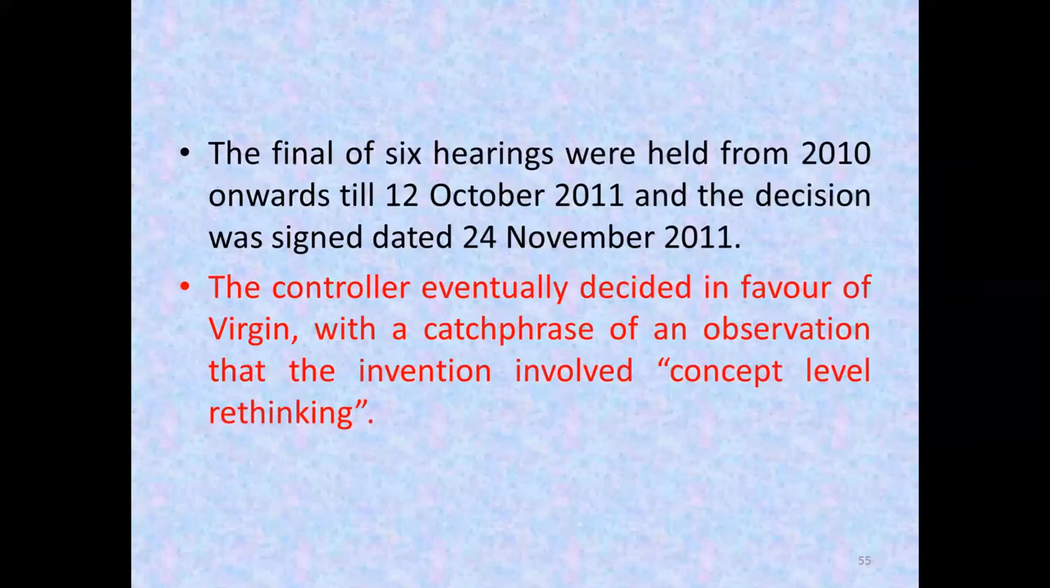And finally, even the second opposition by this second company was held not to be a proper opposition. And finally, Virgin Atlantic was given a patent, and the controller specifically mentioned these words, concept level rethinking, as what has been applied in this particular application. I come to the conclusion that the aircraft seat made by Virgin Atlantic is novel, is inventive, and doesn't fall under the pre-grant opposition on these many grounds. And it was given a patent finally.